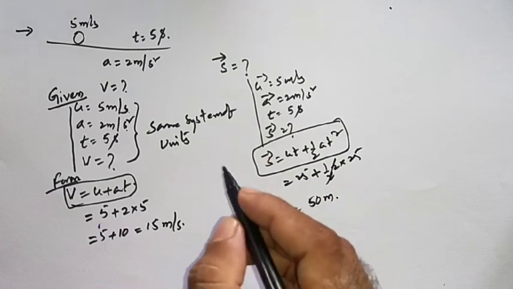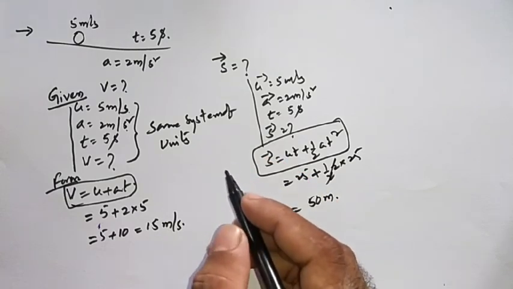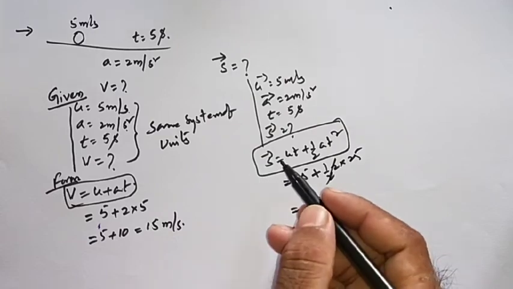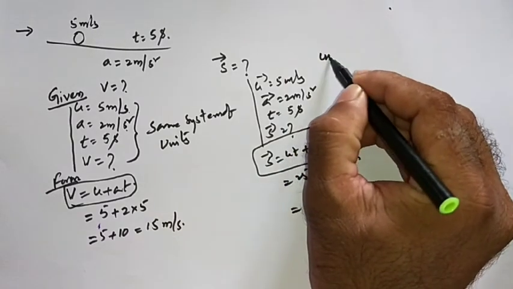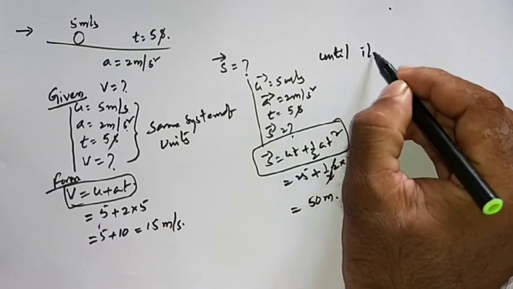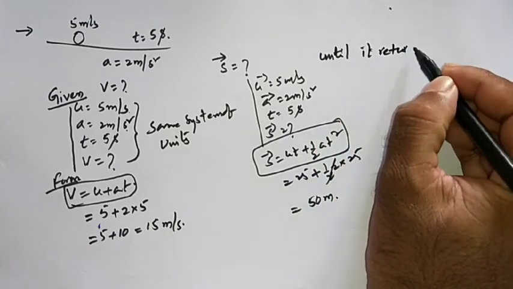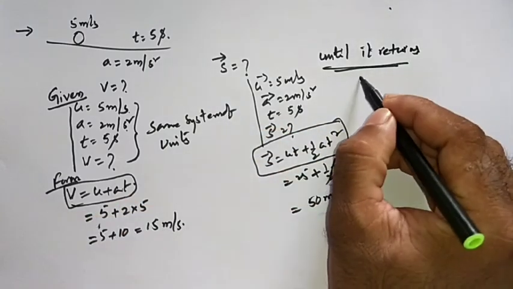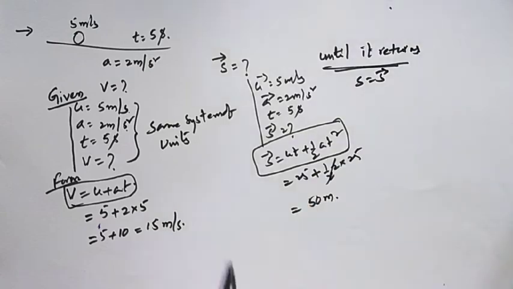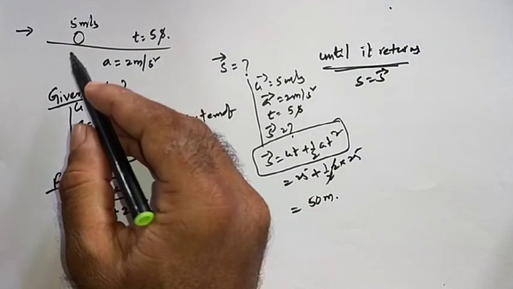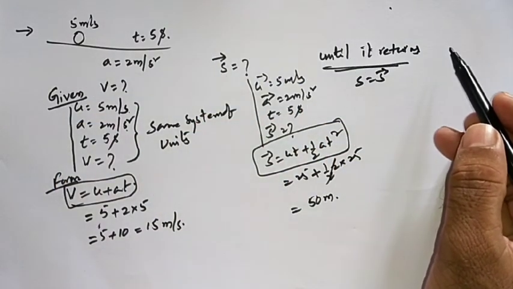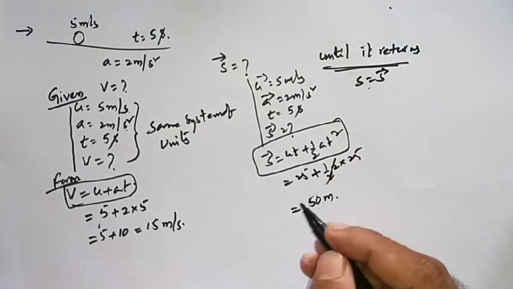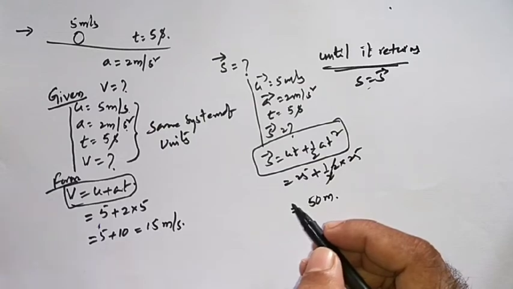In this lesson, we are learning motion along a straight line, so distance and displacement are equal until the body returns. Already we learned this point. So as long as the body is moving in a straight line and never returns, distance and displacement are equal.